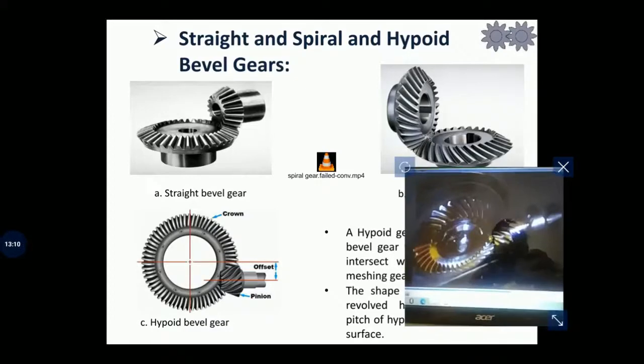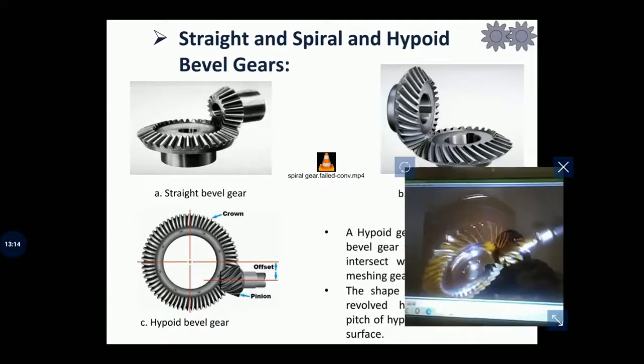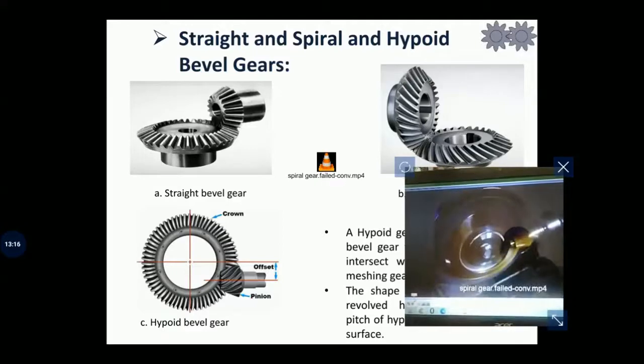Here we have the video of spiral bevel gear. You can see one is the pinion, another is the gear.